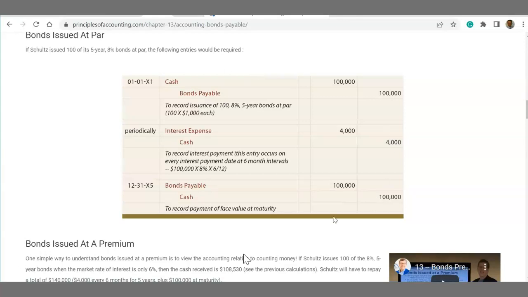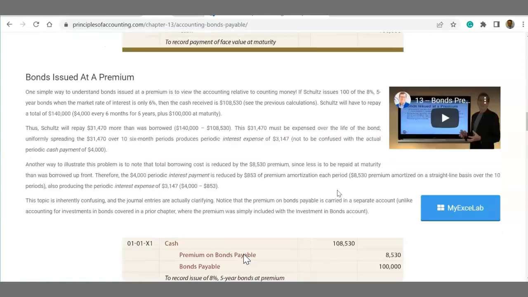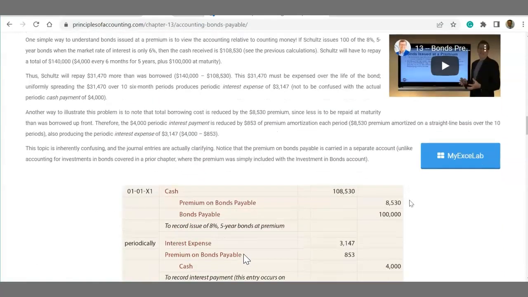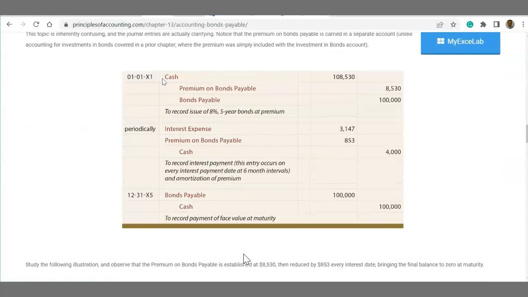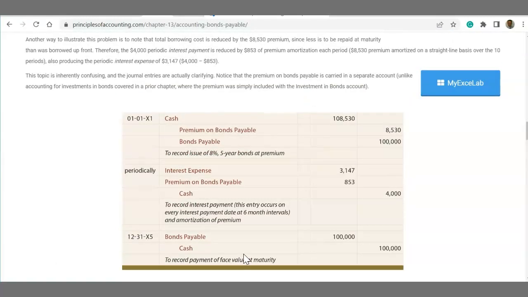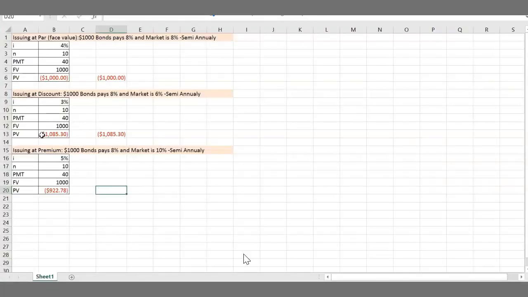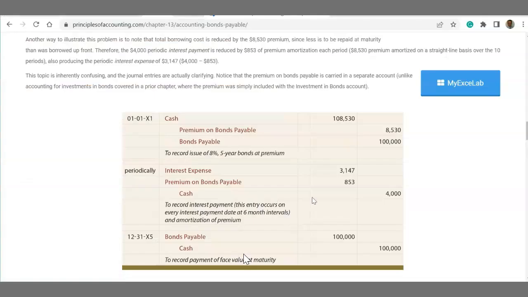However, this is very easy, right? But when it gets issued at a premium, then it gets complicated, because now the cash is collected $108,530. As we said, the issue price was what? The issue price was $1,085.30, right? So that's 108,530. Premium is 8,530 on this $100,000 bond, and bonds payable will be 100,000.